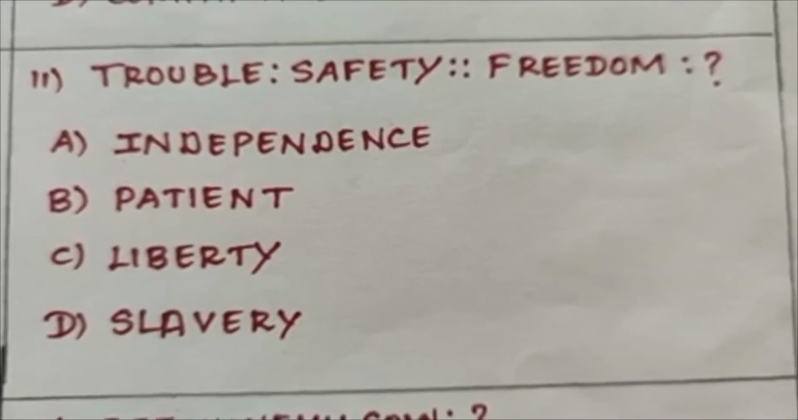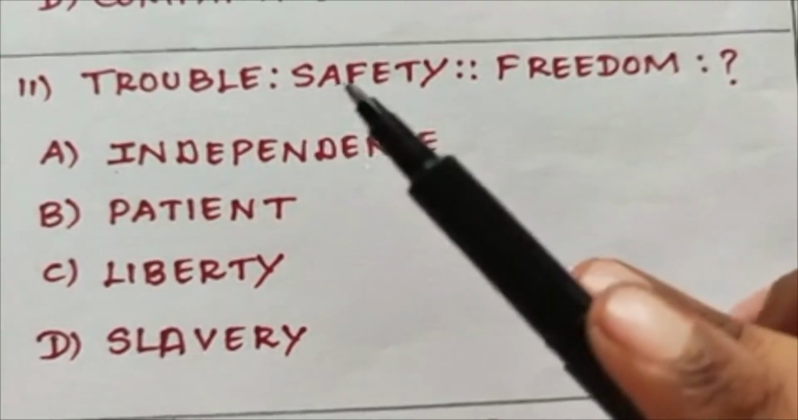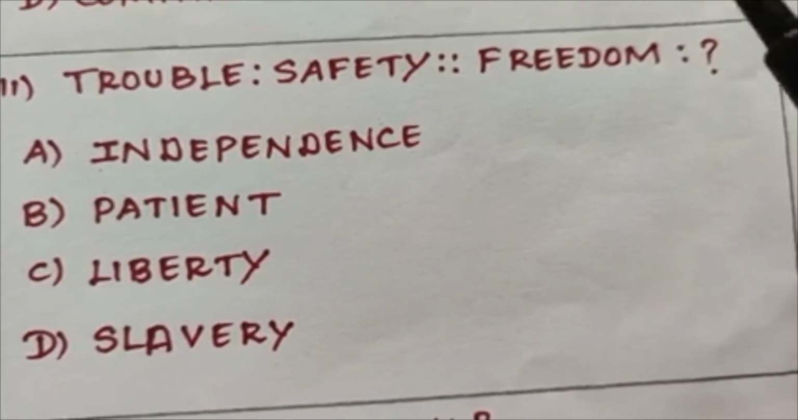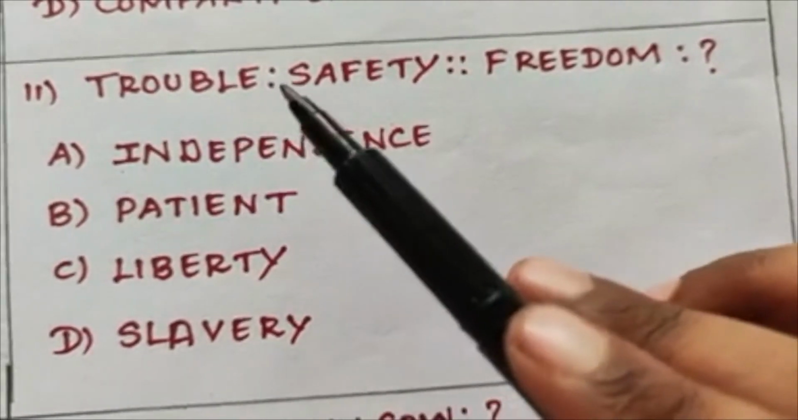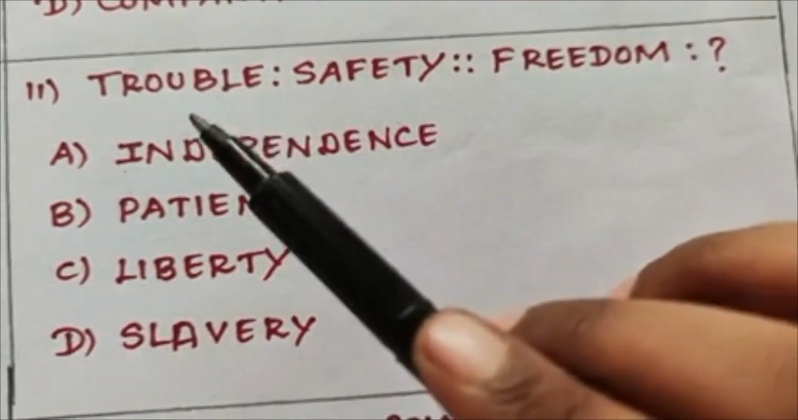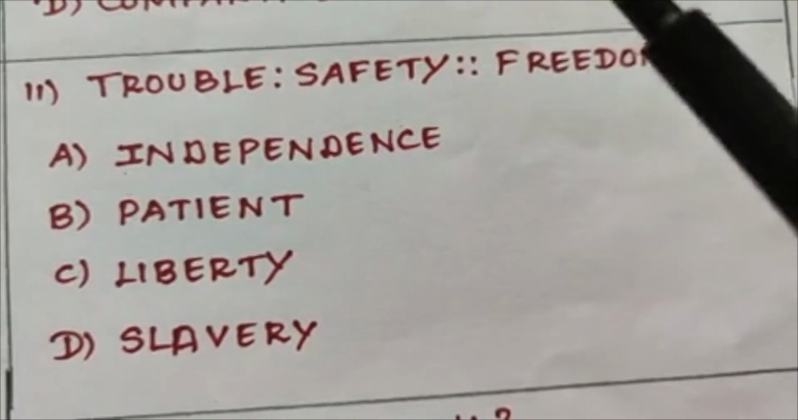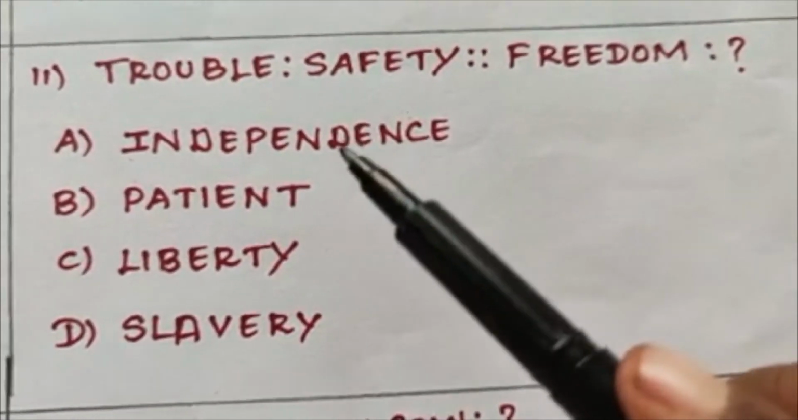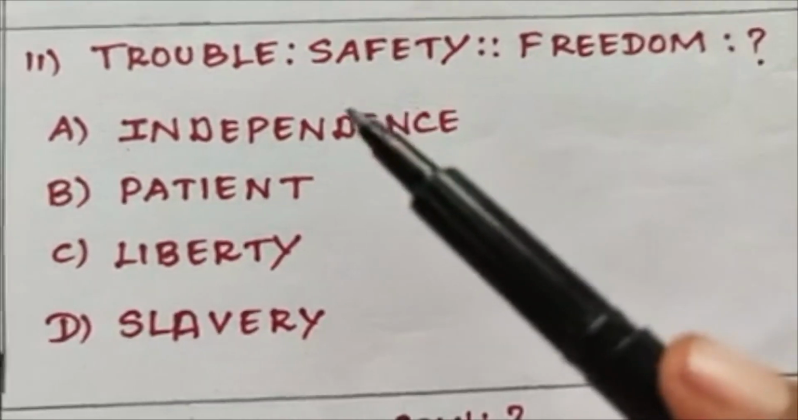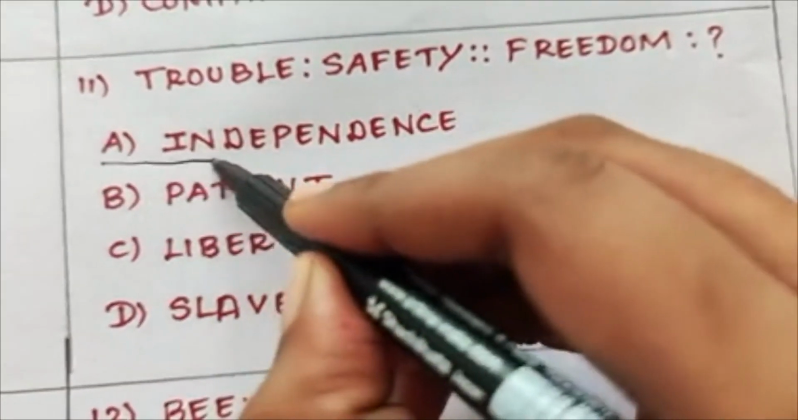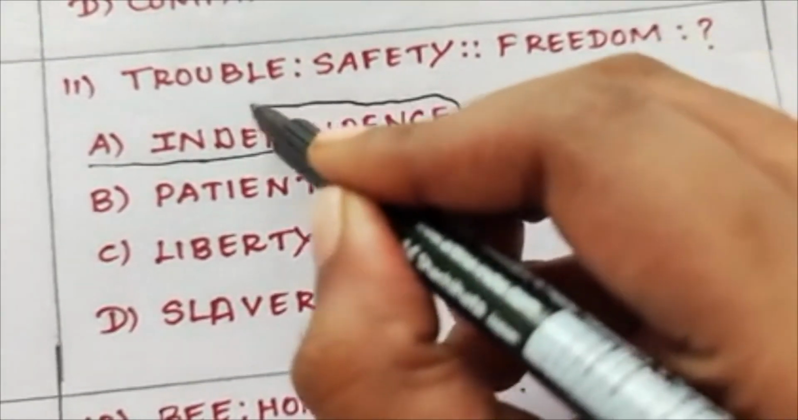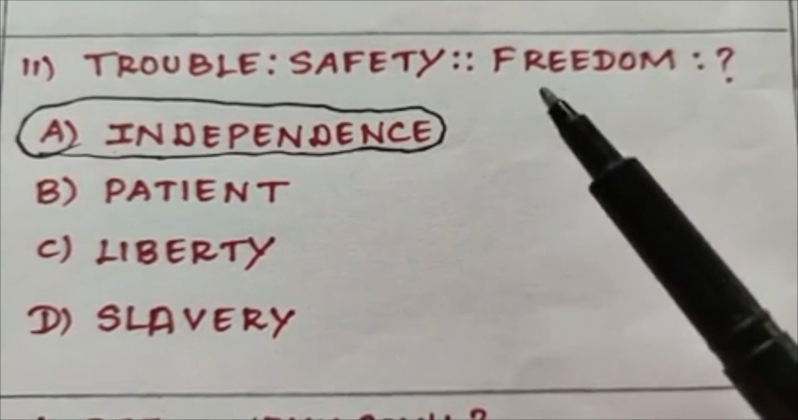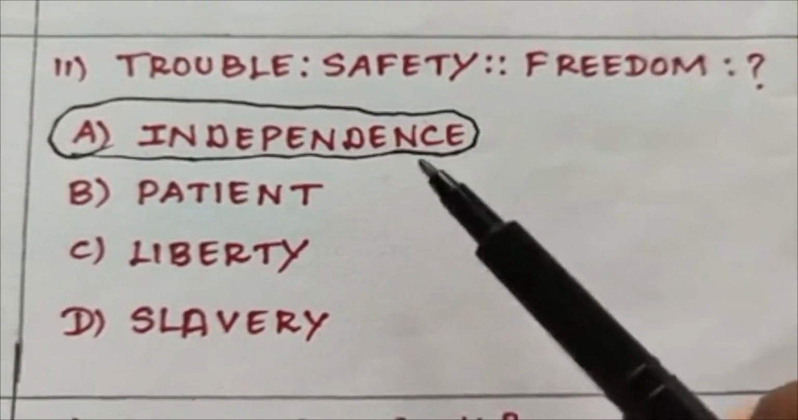Next question number 11. Trouble is related to safety. In the same way, freedom is related to what? So, trouble is an antonym of safety, right? Here, relation is antonym. So, what is the antonym of freedom? Independence. Option A, independence, is the right answer. So, trouble is related to safety. In the same way, freedom is related to independence. Next question.